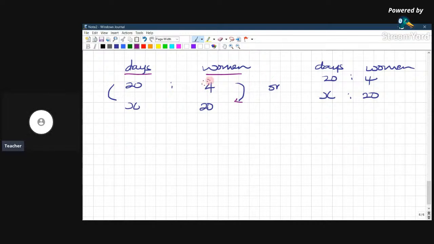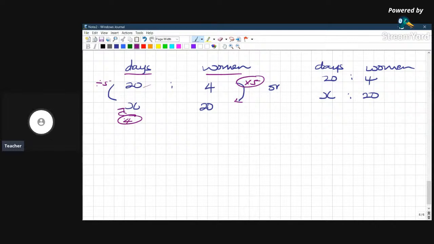On this side, what happened to 4 to get it to 20? They would have multiplied by 5, true? In order to get it to 20. So because again, inverse proportion, we would do the opposite on this side. So instead of multiplying by 5, we would divide by 5. So 20 divided by 5, so for now, we're thinking that x should be 4. So really, we're saying if it took 4 women 20 days, then 20 women should take 4 days, right?